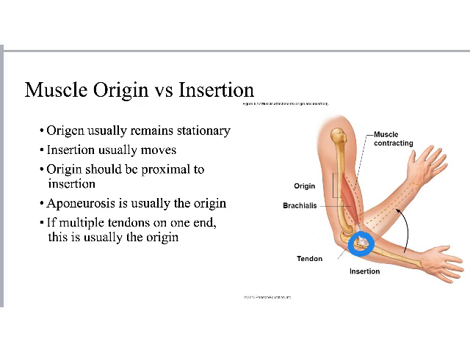So if you're not sure which end of the muscle is the origin and which end is the insertion, a general rule would be that the part of the muscle that's more proximal is going to be the origin, and the part that's more distal is going to be the insertion. If one end of the muscle has an aponeurosis and the other end has a tendon, the aponeurosis is usually the origin end. And if there's multiple tendons on one end, that's also usually the origin of those muscles.